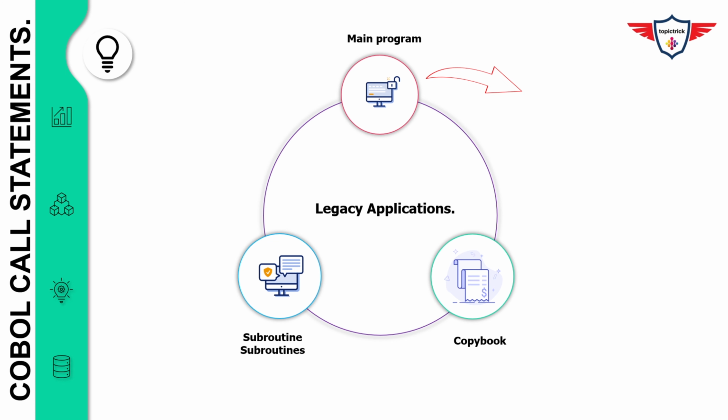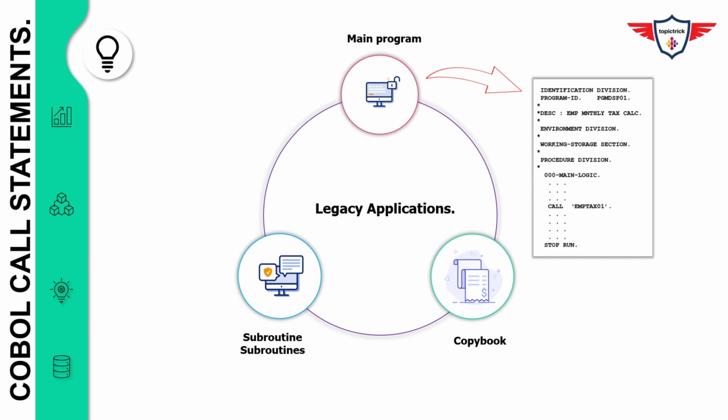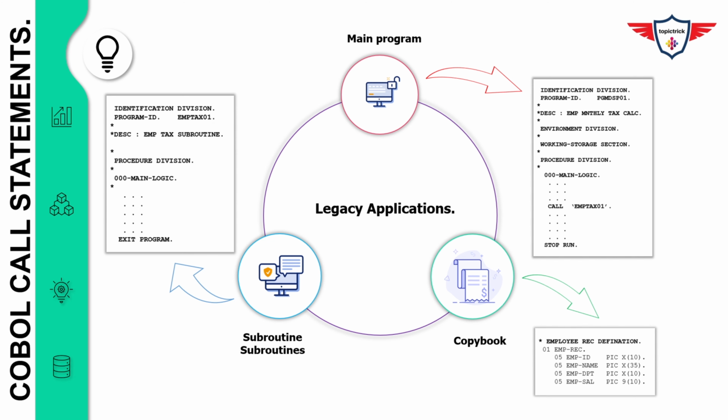So here is a legacy application which is using a main program, a copybook, and a subprogram. The main program is the first program in the run unit. In this case, a program called DSP01 is acting as the main program. I've included the core business functionality in this program, and it is using the CALL statement to call the subprogram. On the right-hand side of your screen, you'll see the subprogram TAX01, which is calculating tax on employee salary. You also have a copybook.